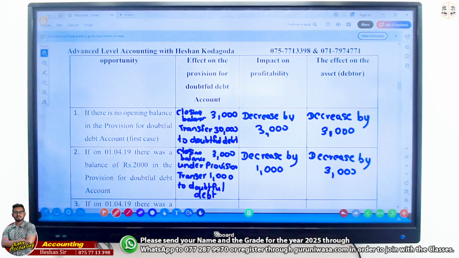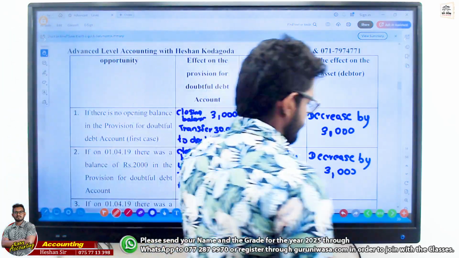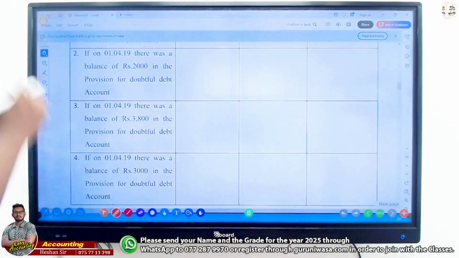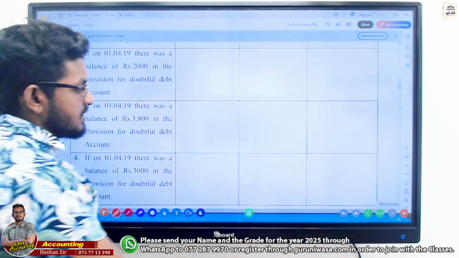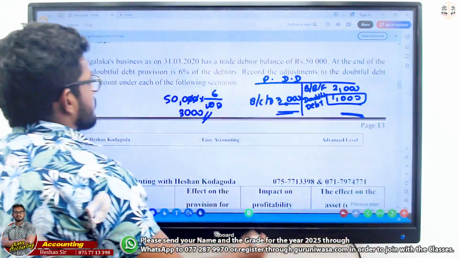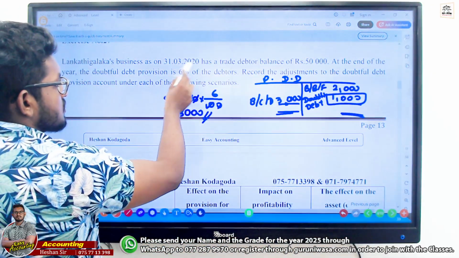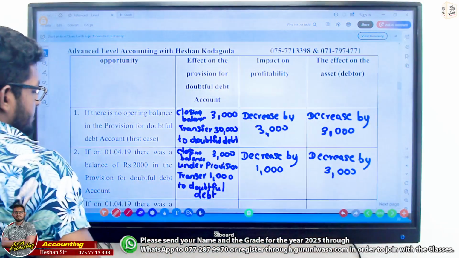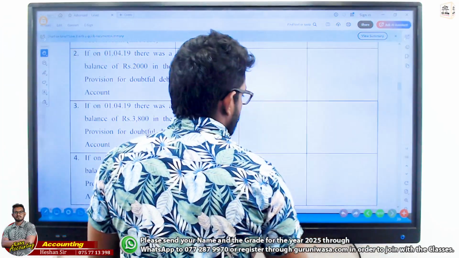Right. All good, right? If you need more time, let me know. I'll show you later. Now, next one. There was a balance of 2000 in the provision for doubtful debt opening. Here it is given, right? March 31st 2020, so 2019 April 1st means opening balance, right?